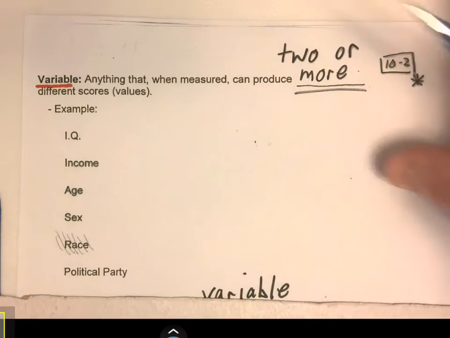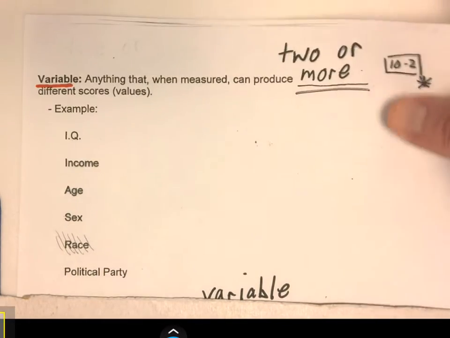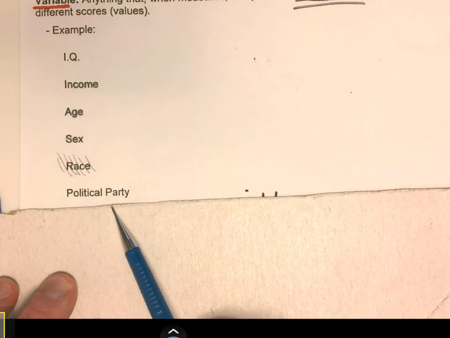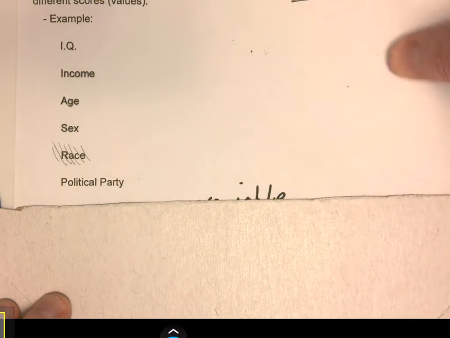A construct does not necessarily have to be a numeric quantitative variable to be a variable. Political party is a good example of a non-quantitative variable. Your political party membership might be you're a member of the Republican Party. It might be you're a member of the Democrat Party. It might be that you're an independent. In this case, we're not measuring any kind of quantity. We're just determining which category you belong in, which group you belong in. So political party is an example of a variable, even though it does not take on quantitative values.